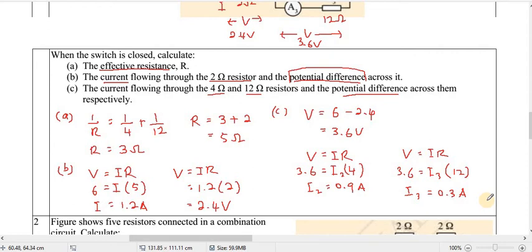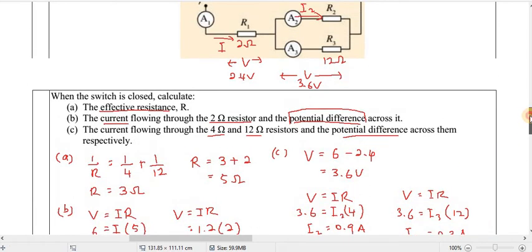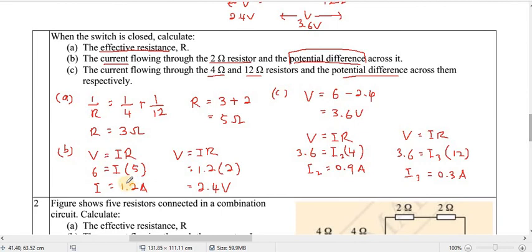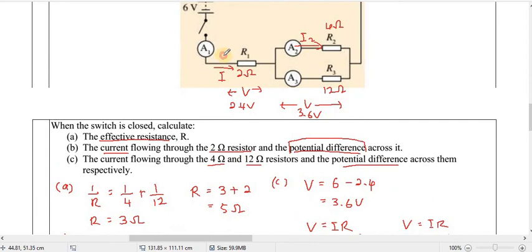Okay or not? And you see the total of current 2 and current 3, 0.9 plus 0.3, is 1.2 ampere. And 1.2 ampere is the same as this one, 1.2 ampere, you see or not? The current that flows through here is 1.2 ampere. It goes until here, then splits into 2: 0.9 ampere and 0.3 ampere.